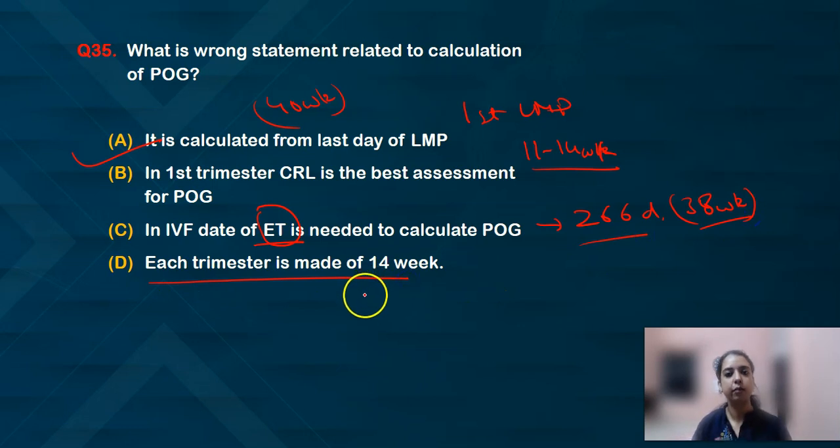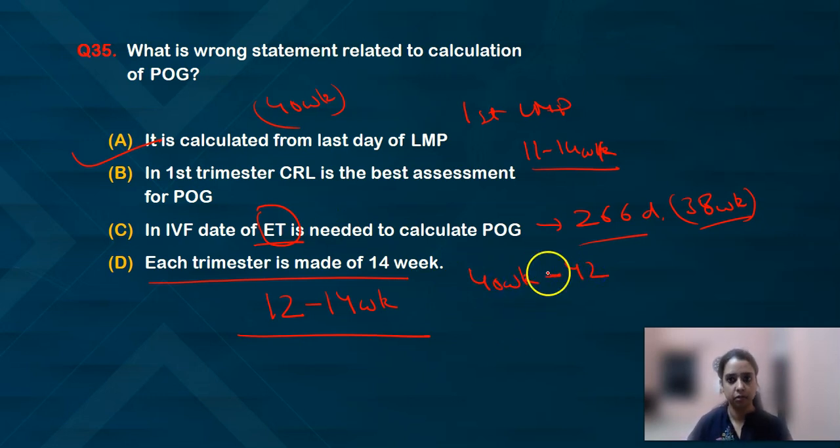Each trimester is made of 12 to 14 weeks, whenever you read from any book. It's not fixed at 12 weeks. Forty weeks is the term, and 41 to 42 weeks is late term. So it's not post term, it's late term. Beyond 42 weeks is post term.